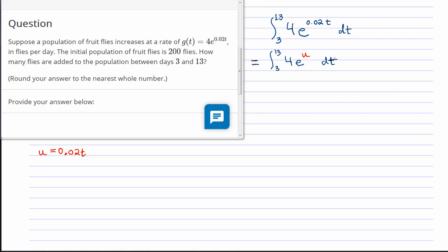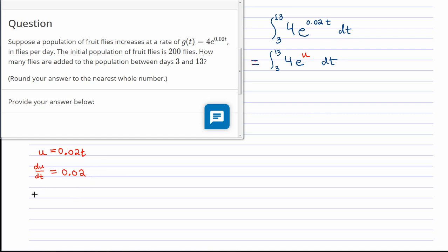So you can't just cross out this t and write a u there, because that's cheating, and it's not true. dt is not the same as du, as we're about to see. So over here on the side, we'll find the derivative of both sides of this equation with respect to t. So the derivative of u with respect to t is just du/dt. And then the derivative of 0.02t with respect to t is just 0.02 and no t.